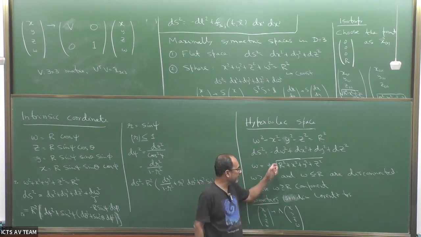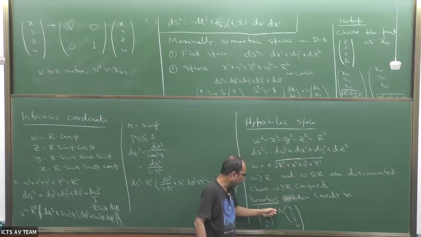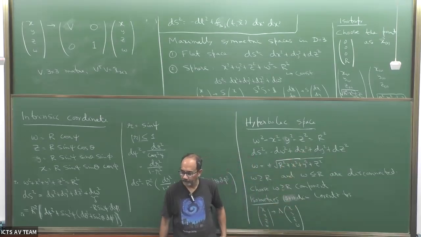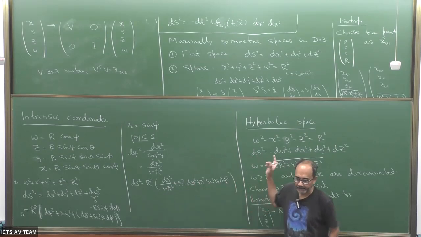So that says that given 2 points on the surface, there is always an isometry that takes you from one to the other, because the points on the surface are related to vectors of length r.